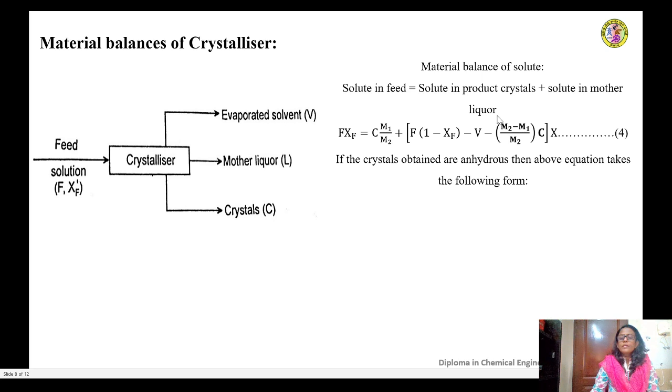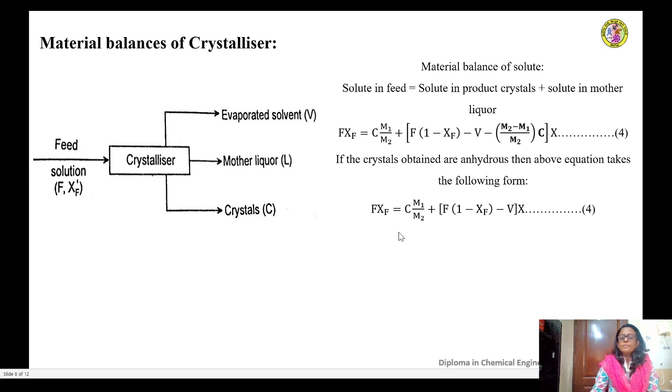So here, if the crystals that are produced are anhydrous, which means there is no water of hydration present in the crystals, so we don't get any hydrated crystals in the product, then you can neglect the third term on the right hand side. The third term of the second part of the right hand side of the equation, that is (M2 minus M1) by M2 into C, can be neglected. So then the equation gets reduced to the form F·xf is equal to C into M1 by M2 plus (F into (1 minus xf) minus V) whole thing into X.